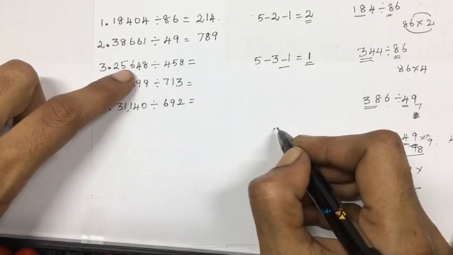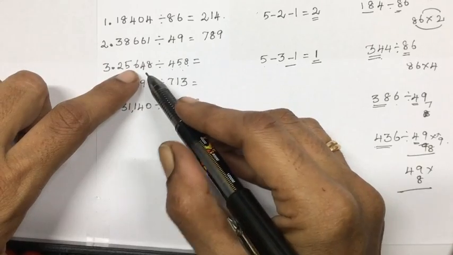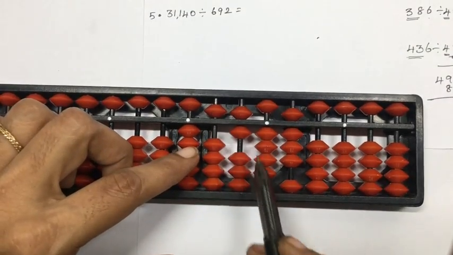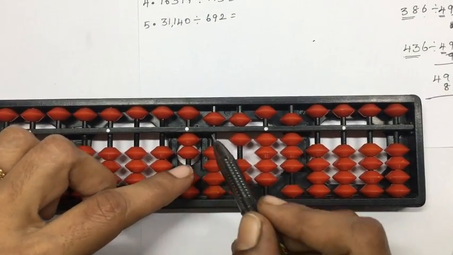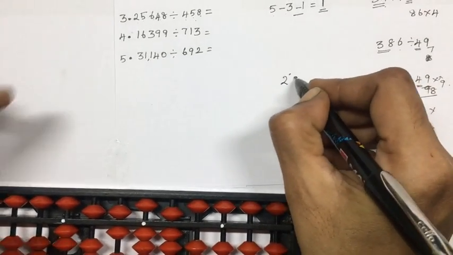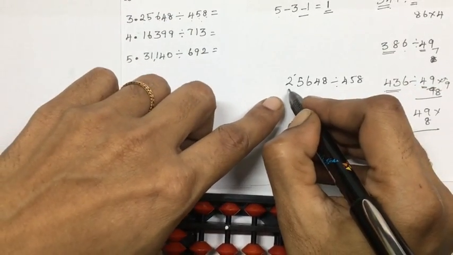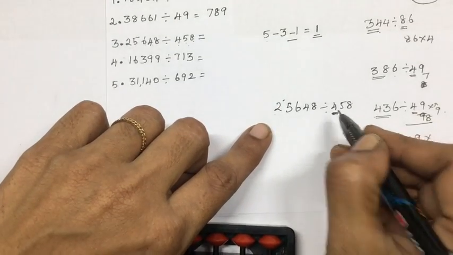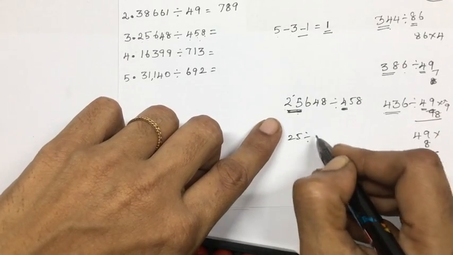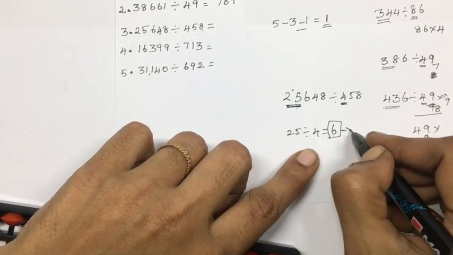Now we have to take the first dividend. 256 is lesser than 458, so our first dividend will be 2564. Now we can do mentally 25 by 4. See here, 25648 divided by 458. When we take the first 2 digits of the dividend and do the calculation mentally, we'll be getting 6 times. So our quotient may be 6.